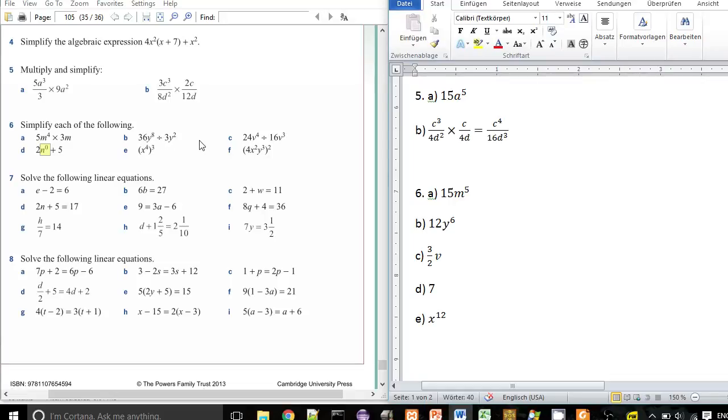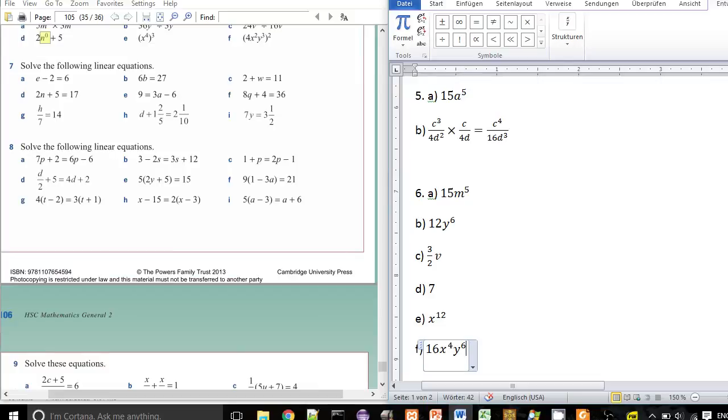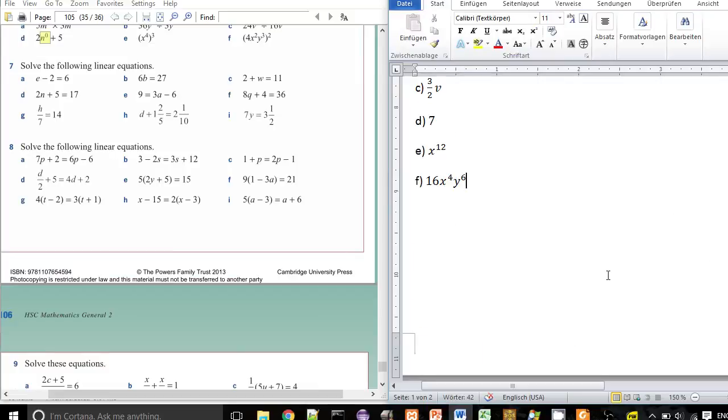This one, we have to square all the parts. So 4 squared is 16. X squared is x to the power of 4, and y cubed squared is y to the power of 6. Again, you times the powers, 2 times 2 is 4, 3 times 2 is 6. Alright. Okay, solving equations. Now, let's get into this.